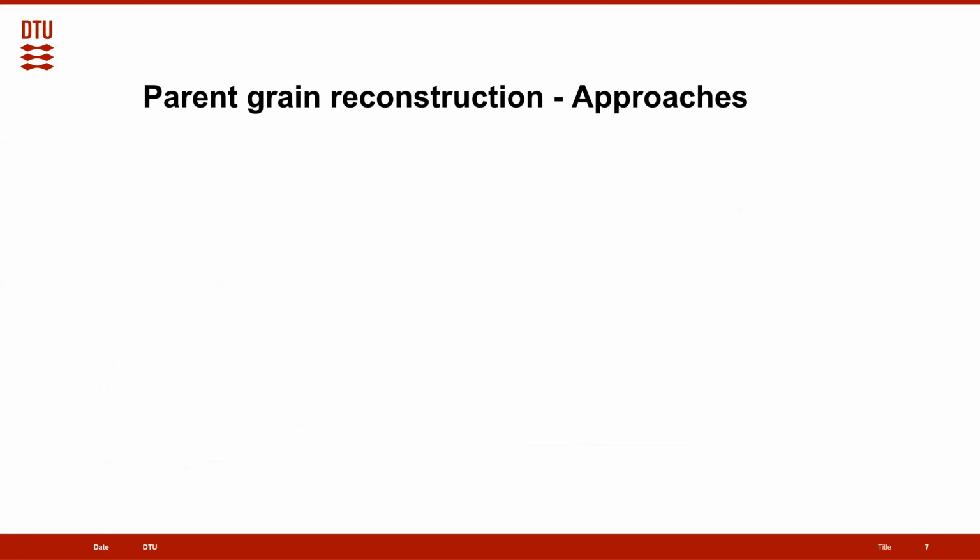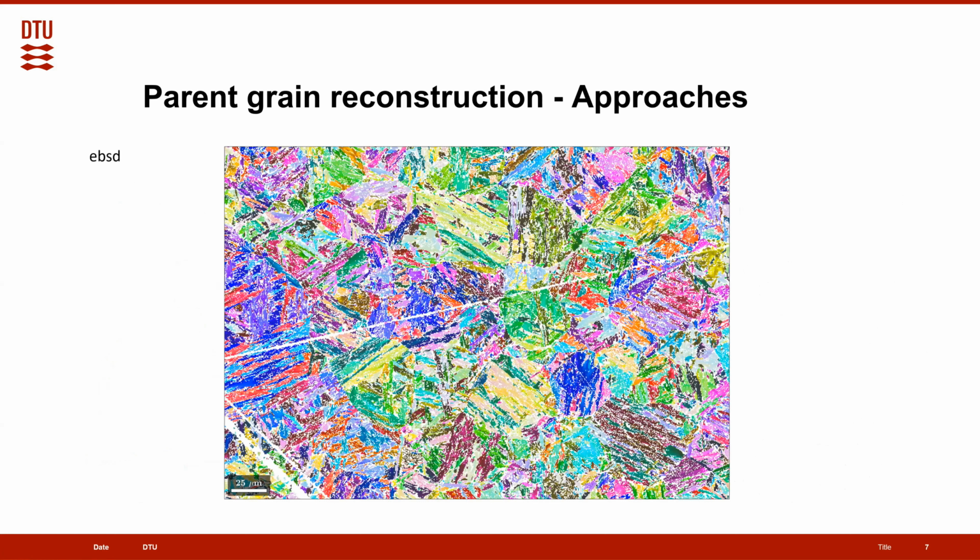So let's have a look at some general approaches that are being chosen for parent grain reconstruction. If you want to do parent grain reconstruction, you would often start with an EBSD data set. So this is what you get out of your microscope. And in this case, we have a martensitic, lath martensitic microstructure here.